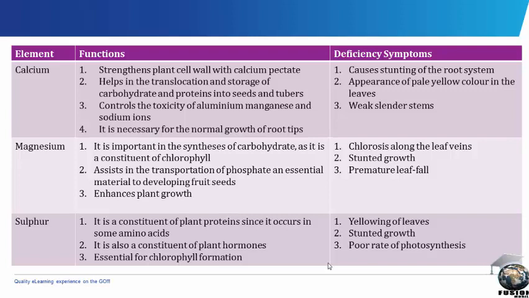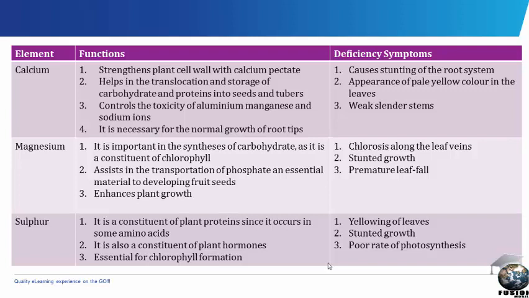Magnesium is important in the synthesis of carbohydrates as it is a constituent of chlorophyll. It assists in the transportation of phosphates, which are essential materials for developing fruit seeds, and it also enhances plant growth. Deficiency in magnesium causes chlorosis along the leaf veins. It causes stunted growth and premature leaf fall.